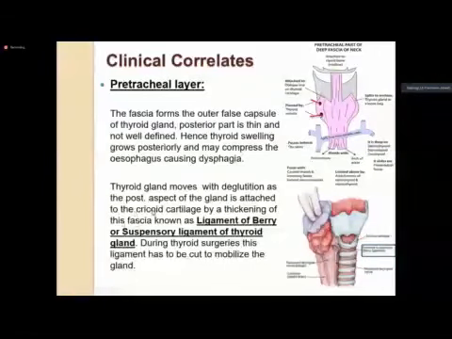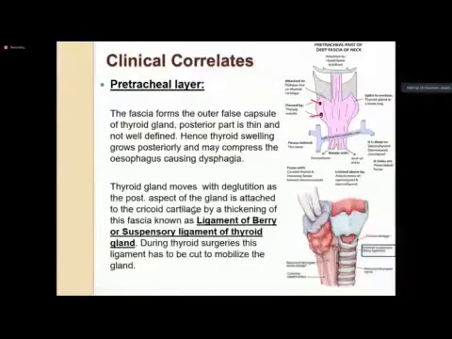Then we have the thyroid gland basically moves with deglutition. अगर आप observe करो, तो posterior aspect of the gland is attached to the cricoid cartilage, और cricoid cartilage के साथ attached होता है thickening of this fascia, and this is called ligament of Berry or suspensory ligament of the thyroid gland. During thyroid surgeries, again scenarios के साथ मैंने MCQs देखे हैं कि during thyroid surgeries this ligament has to be cut to mobilize the gland. तो हम कहेंगे कि ligament of Berry or suspensory ligament is basically a thickening of the pretracheal layer of the deep cervical fascia, और उसको mobilize करना जरूरी होता है during thyroid surgeries.